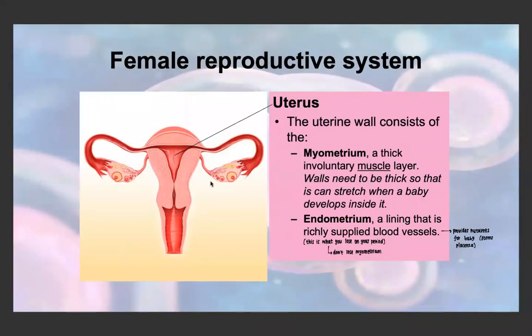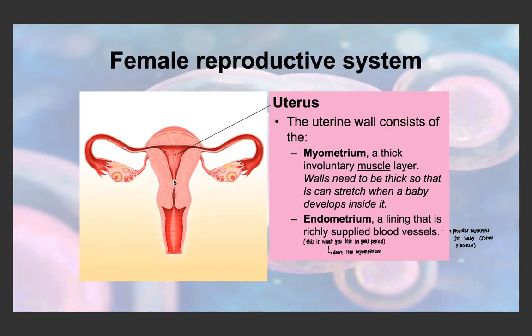So the uterine wall consists of two layers. We have the myometrium, which is the muscular wall, and we need the wall to be thick so that it can stretch when a baby develops inside it, and it needs to be elastic, again, so it can stretch and then return to its original size.